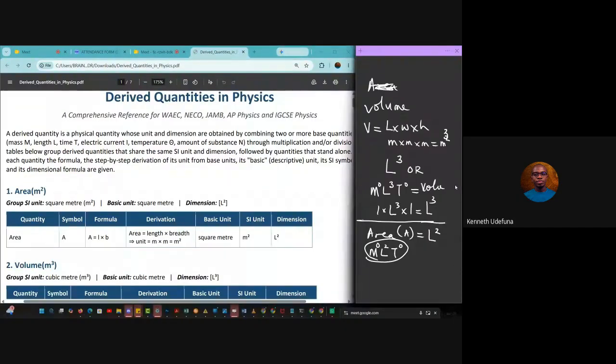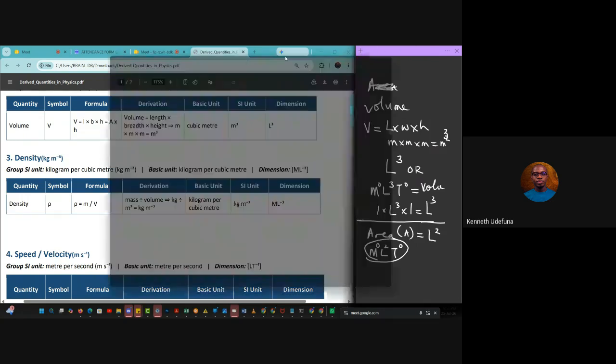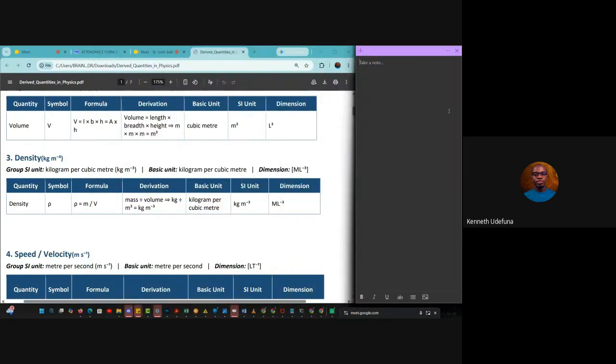Okay, now let me continue with the next one that we have. We were at density before we digressed to dimensions. So let me talk about density again. Let's start with number 3, density. If I ask you, can you give me the SI unit of density? Can you give me the dimension of density? I need the dimension of density and the SI unit of density. How can we do that?